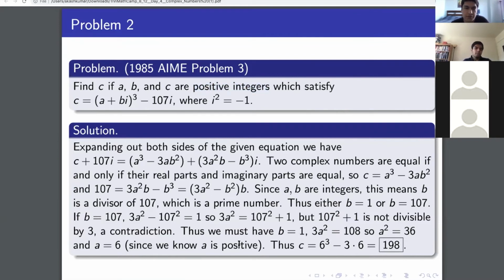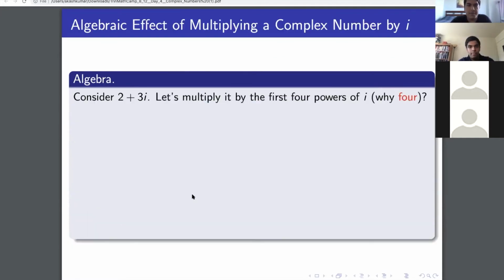So then you use your equation for c when you compare the real parts. And that was a cubed minus 3ab squared. So then what you get is 198. But let's get back to this idea of multiplying by powers of i, because there's a lot to be said, both algebraic here, but also we're going to get into the geometric part of complex numbers, which is pretty interesting.